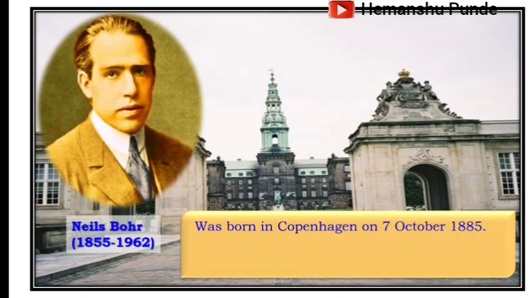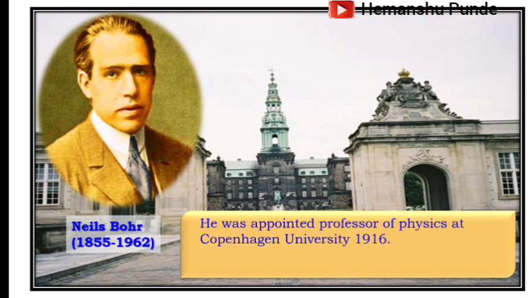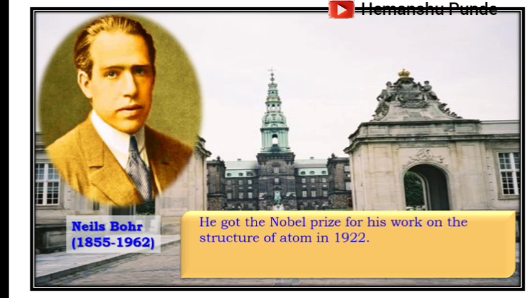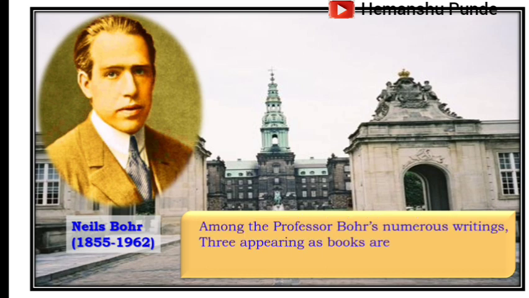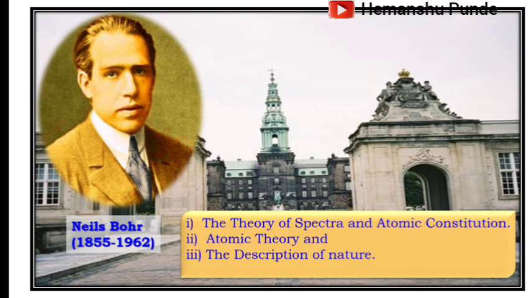Niels Bohr was born in Copenhagen on 7th October 1885. He was appointed professor of physics at Copenhagen University in 1916. He got the Nobel Prize for his work on the structure of atom in 1922. Among Professor Bohr's numerous writings, three appearing as books are The Theory of Spectra and Atomic Constitution, Atomic Theory, and a Description of Nature.